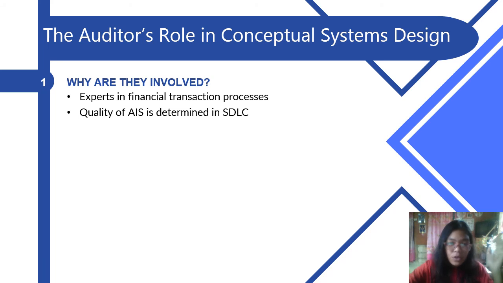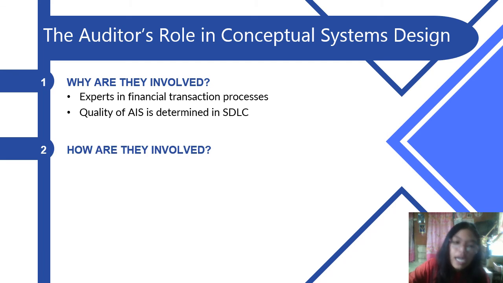Next, the quality of the accounting information system is determined in the systems development life cycle. As the phases go on, the need for an auditor is essential, since making a system for the business will always involve accounting processes. Auditors must always be there to check whether the system plan will be aligned with the accounting principles such as the GAAP and other principles that would involve the IT system or the proposed system.